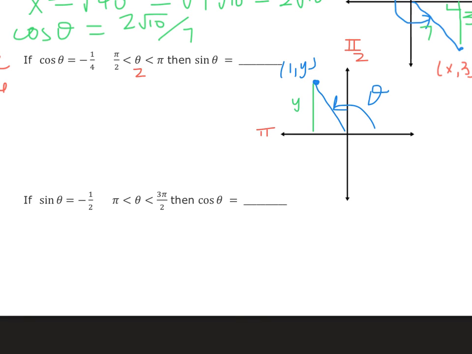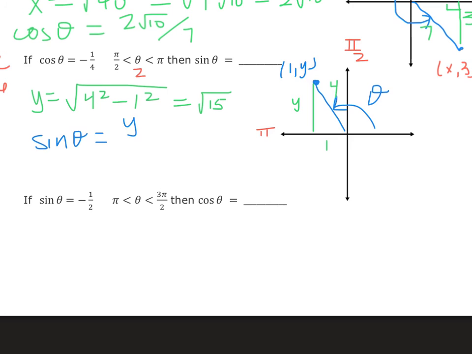We drop that side. We don't know this value of y, but we know that x is 1. That side has length of 1, and then we know that the hypotenuse has length of 4. To find y, we use the Pythagorean theorem. We take the hypotenuse squared minus x squared, so we get 16 minus 1, so we get the square root of 15. So sine theta, we take y over that hypotenuse, and the y that we found is square root 15 over the hypotenuse of 4.